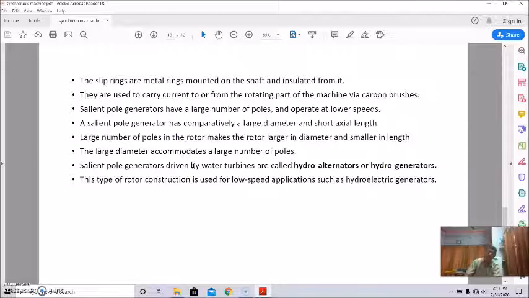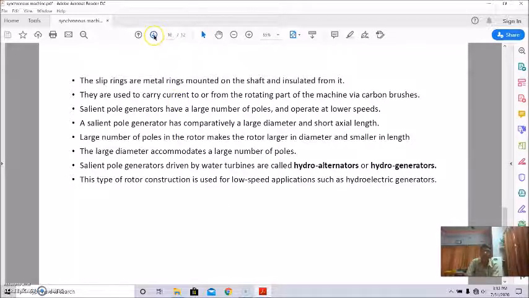A salient pole generator has a comparatively large diameter to accommodate this large number of poles, so the diameter of salient pole synchronous machines will be large and the axial length automatically short. So a large number of poles makes the rotor larger in diameter and smaller in length. Salient pole generators driven by water turbines are called hydro alternators or hydro generators, and this type of rotor construction is used for low speed applications such as hydroelectric generators.